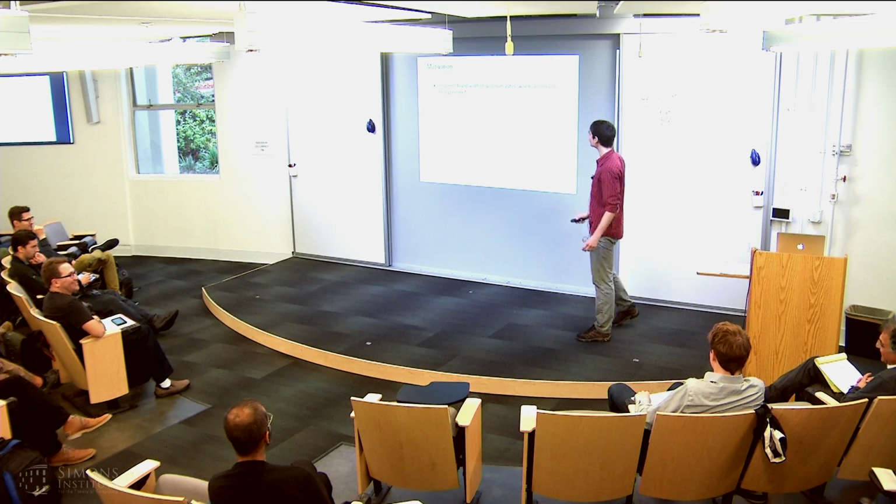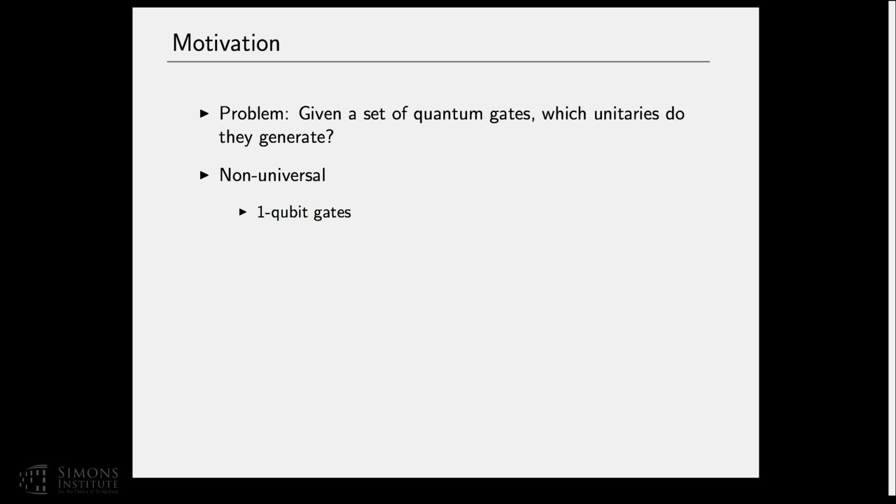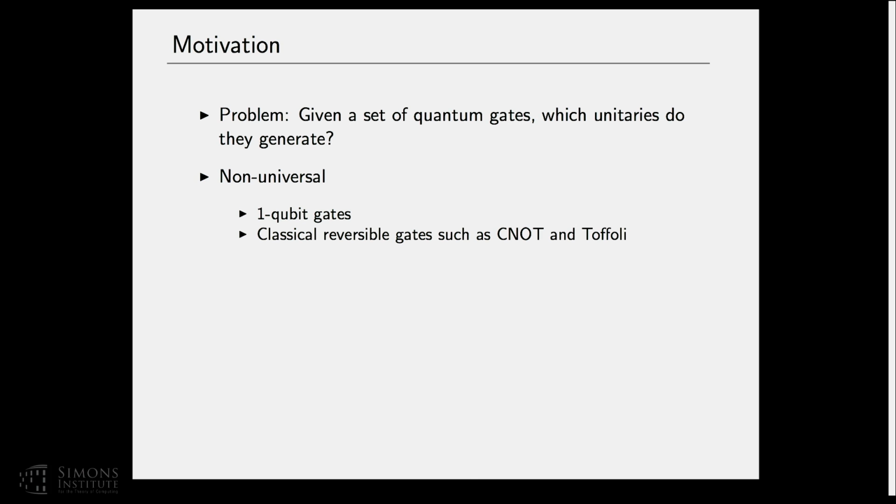So the motivation for this whole work, the holy grail of classification, is that I hand you a set of quantum gates, and you should tell me which unitaries they generate. And I'll get into exactly what notions of generate I mean in a second. But for example, some gates that are obviously not universal are the 1 qubit gates. These just can't create any entanglement between 2 different qubits. So sometimes pretty useless. Slightly more interesting, classical reversible gates.